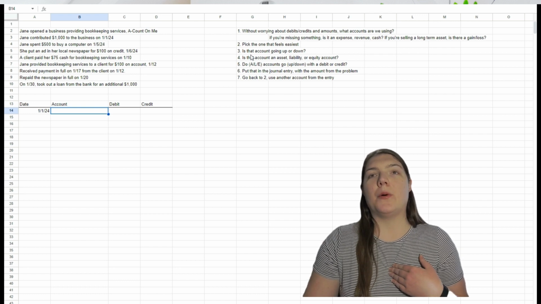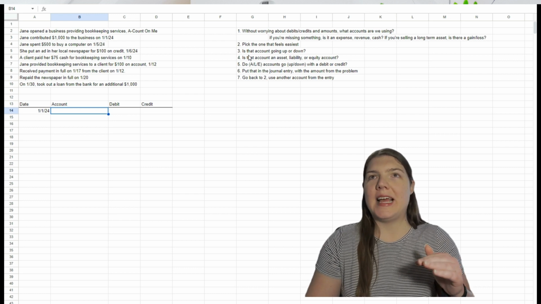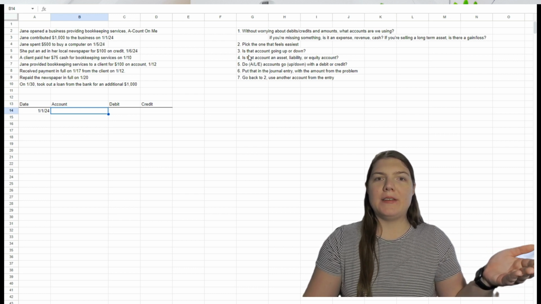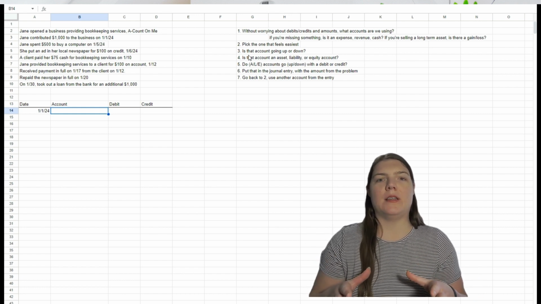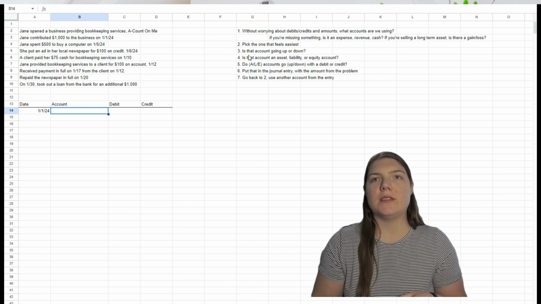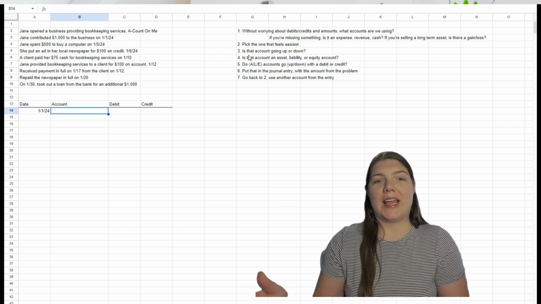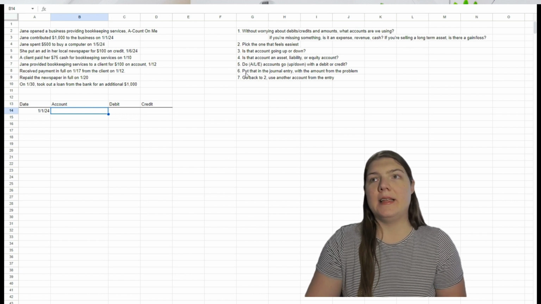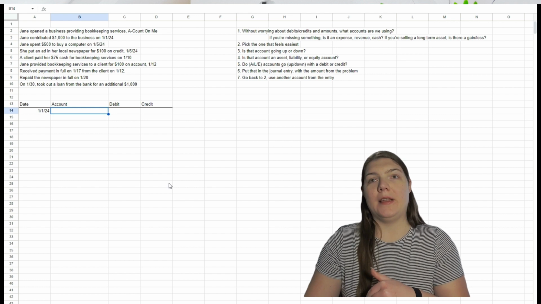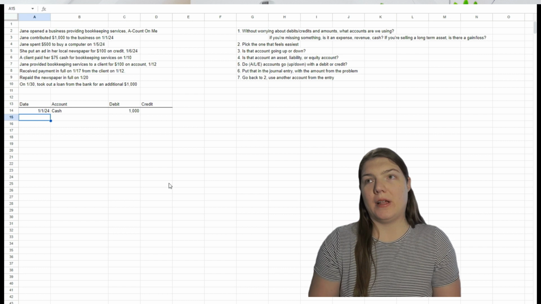Is that account going up or down? A lot of students can get mixed up when they're thinking about this, and they tend to think about it from Jane's perspective and not from the perspective of the business. It's really important that you just stay focused and know that we're working on the financials of the business. So from the perspective of the business, Account on Me, the cash is going up by $1,000. Is that account an asset, liability, or equity? Well, cash is an asset, and assets go up with a debit. So we have our account, which is cash, and we'll debit $1,000.